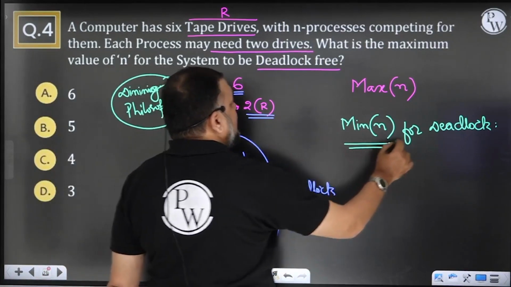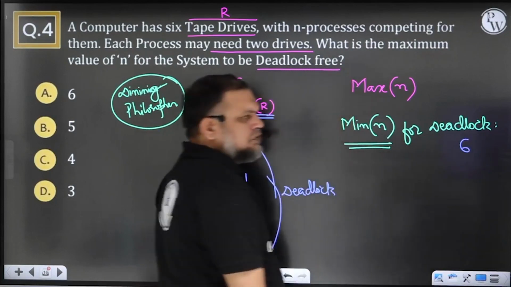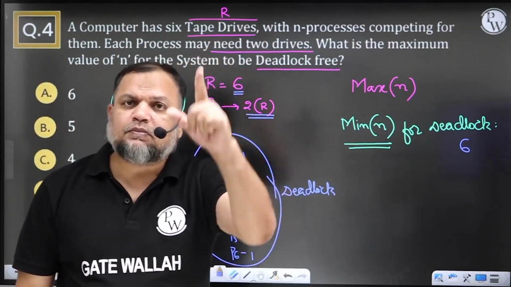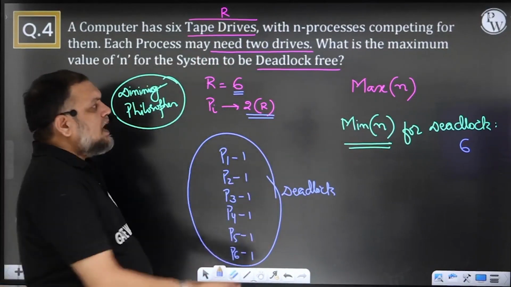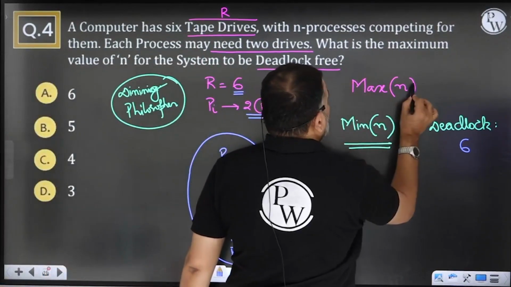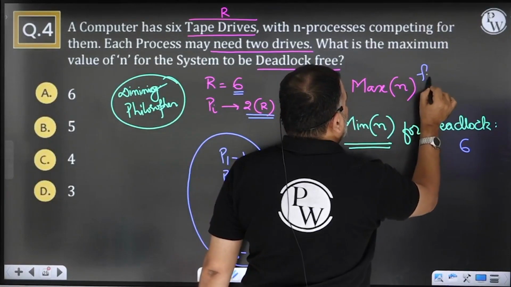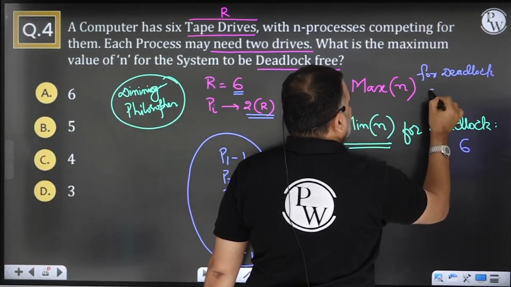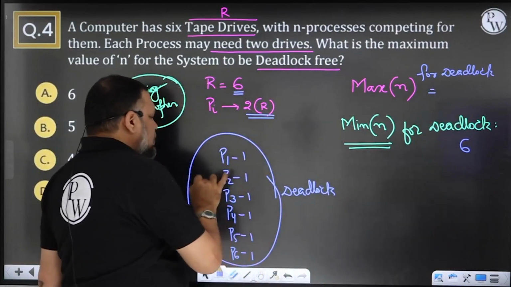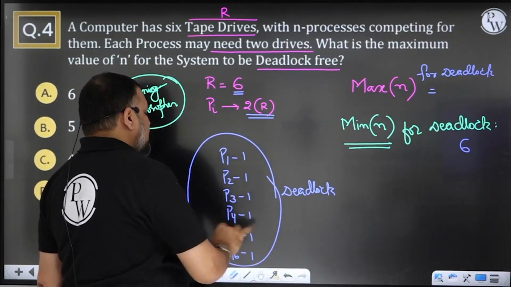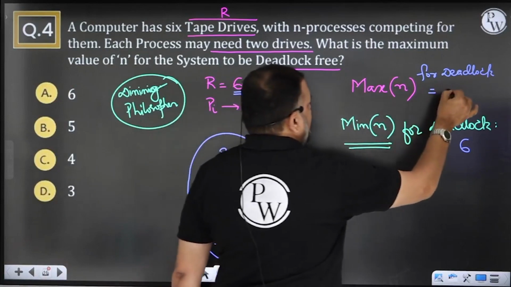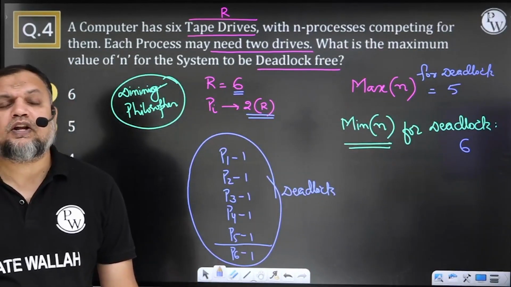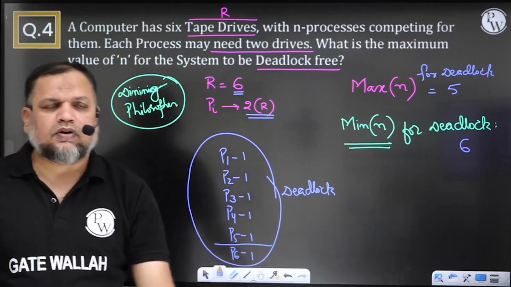So deadlock starts happening from 6. With 7 it will happen, 8 it will happen. So maximum is infinite, minimum is 6 for deadlock. So what is the maximum value of n for deadlock free operation? Deadlock should never happen. 1 never happens, 2 never happen, 3 never happen, 4 never happen, 5 never happens. The answer is 5. So this is a min-max problem. Dining philosopher, you remember, you will never go wrong.